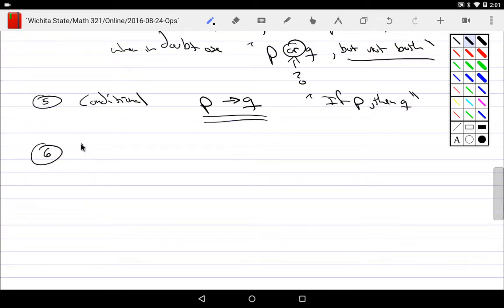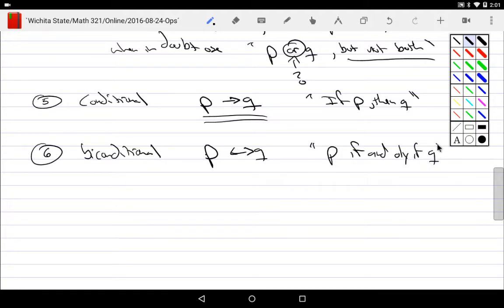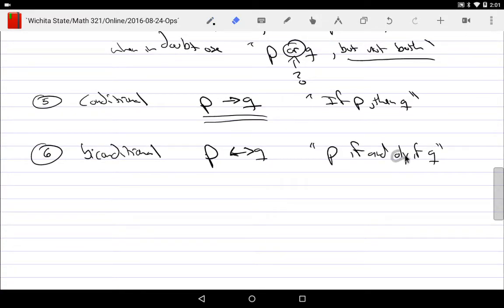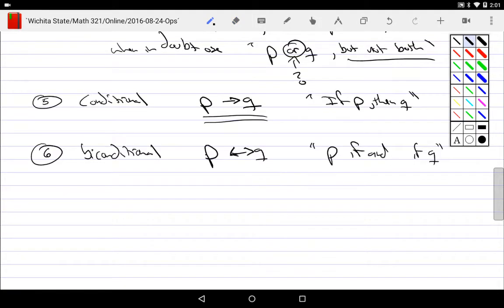And the last one that we can talk about is the biconditional, which would be P double arrow Q, which is read as P if and only if Q. And this acts as P implies Q, and Q implies P. So if I have an arrow going away, that makes this the if part. If the arrow is coming back, this makes this the only if part. So P, if and only if Q. They both have arrows going to them.